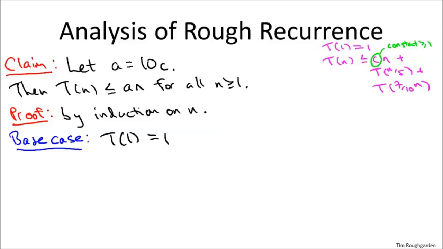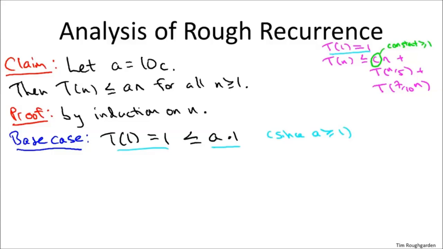We're trying to prove that T of n is at most a times n for every n. When n equals 1, if we just substitute, then what we're trying to prove is that T of 1 is at most a times 1, also known as a. And we're given that T of 1 is 1. That's the base case of the recurrence that we're given. So that's what we're using here. What we want to be true is that this is at most a times 1, but it is.